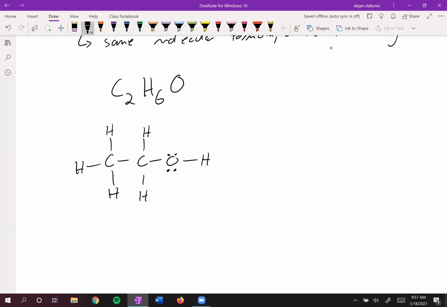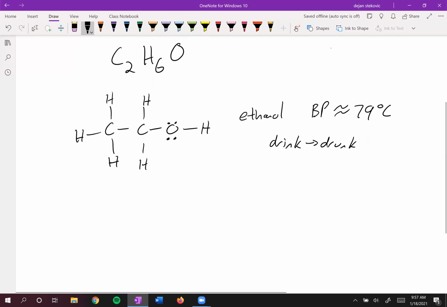If you have less in your formula, then you might have to add a double bond or a ring or something like that. And so this compound right here is what's known as ethanol. And it has a boiling point of around 79 degrees Celsius. And then if you drink ethanol, you're going to get drunk, right? This is alcohol, the alcohol that you drink.